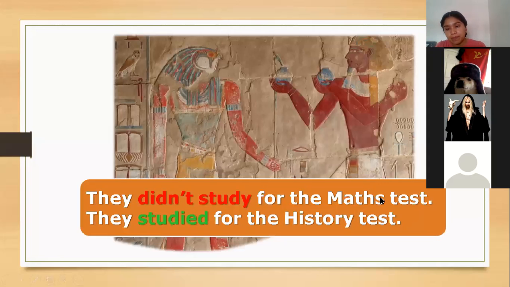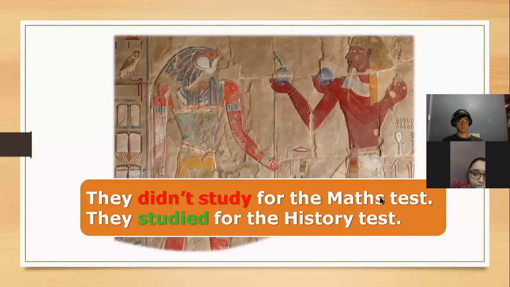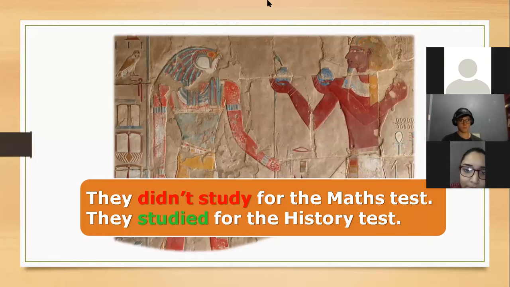Let's see. Ana and Melendres, can you help me to read these examples? They didn't study for the math test. They studied for the history test. Okay, so here we have two sentences. One is negative and the other one is affirmative. They didn't study. Here I have study, but why if it is in past? Because I have didn't. And here I have studied because it's affirmative.